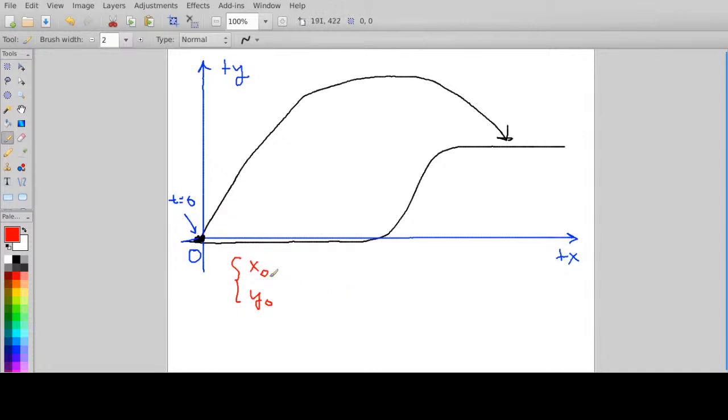Well, that little naught there means that t equals 0. Well, it's at the origin. That's where I release it. And so that's pretty easy. That's x naught is 0 meters and y naught is 0 meters.